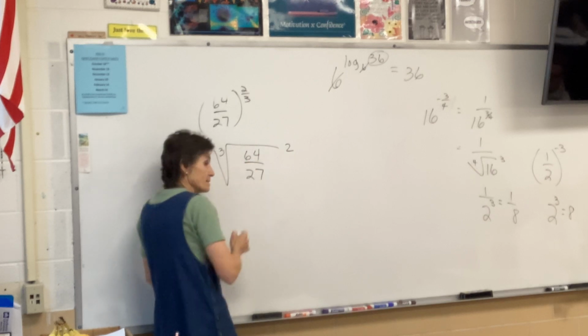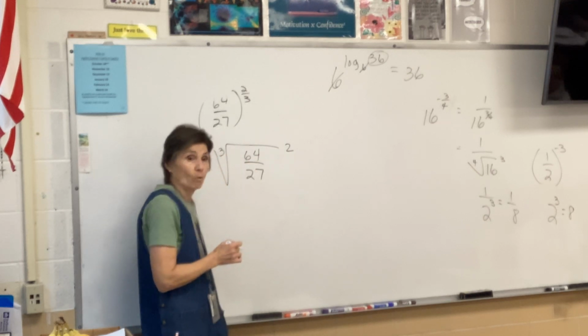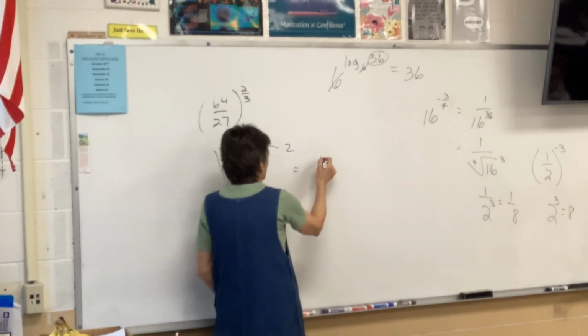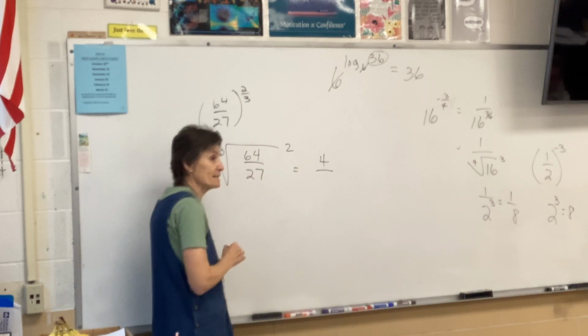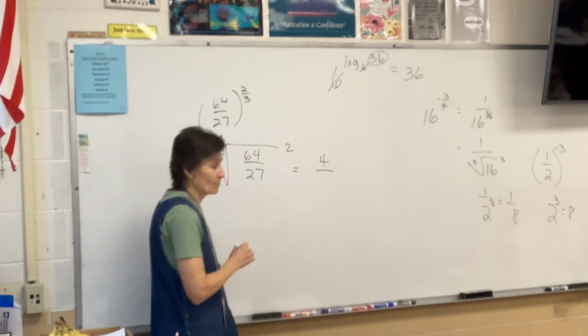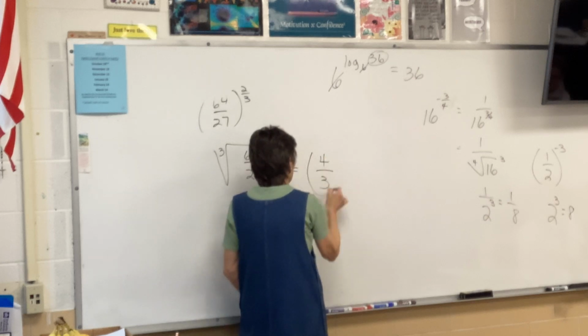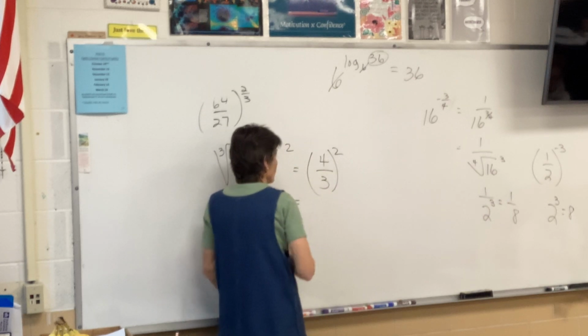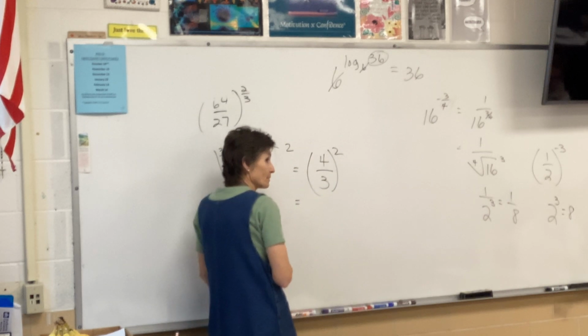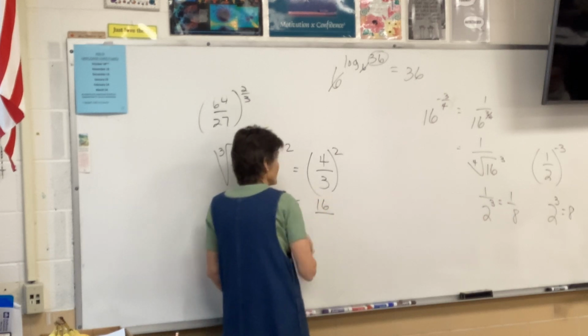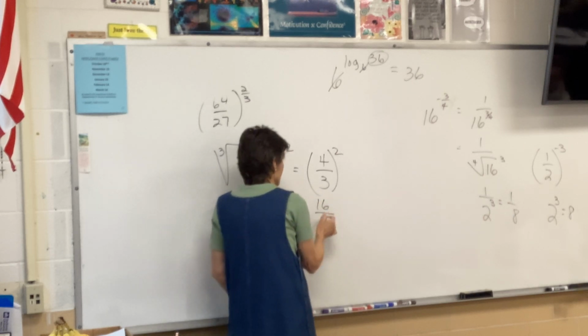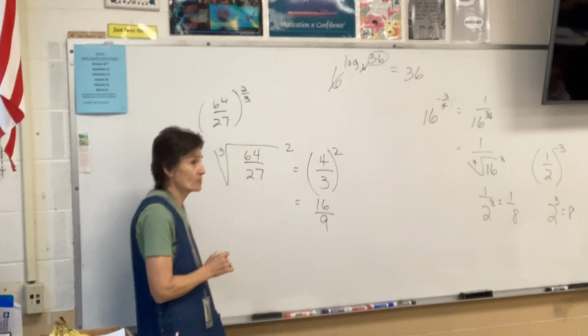What's a cube root of 64? 4. What's a cube root of 27? 3. Don't forget though, now you have to square it. So what's 4 squared? 16. And 3 squared is 9. And that's the answer to the question.